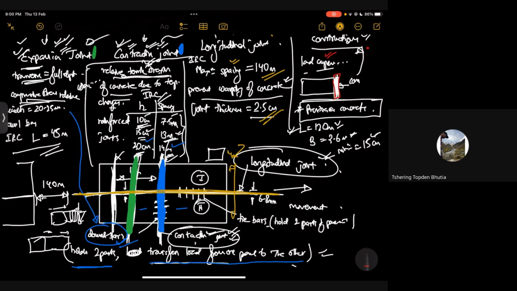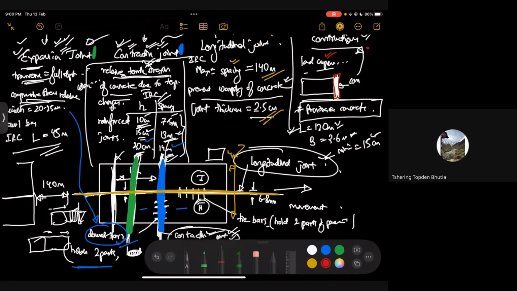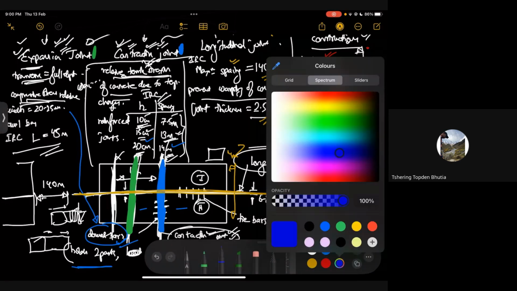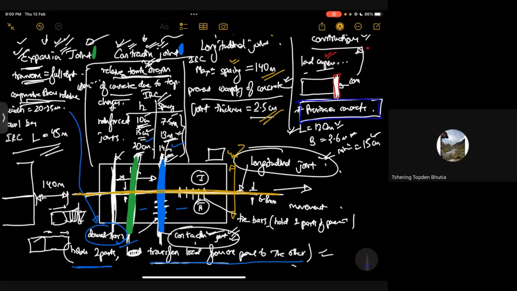And another piece of trivia to give you: pre-stressed concrete. What it states is the spacing should be 120 meters with a minimum width of 3.6, and the minimum thickness of pre-stressed concrete is 15 centimeters.